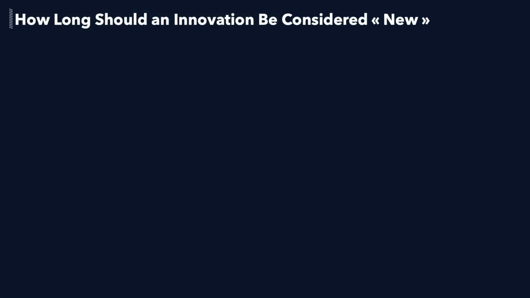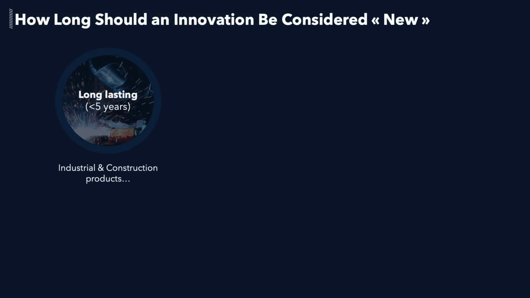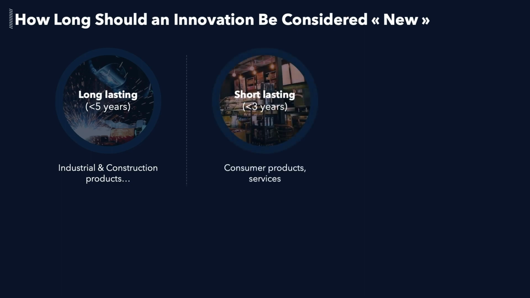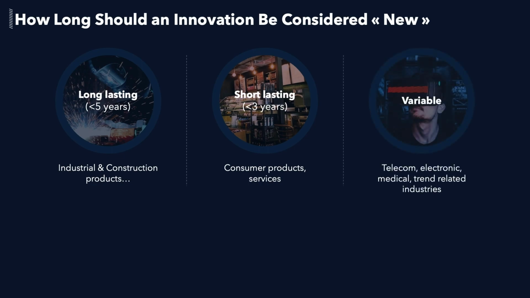How long should an innovation be considered new? Well, it depends on your industry. Long-lasting innovations such as industrial solutions, building materials, and so on are usually considered new for less than 5 years. Short-lasting innovations such as consumer products, services, and so on are usually considered new for less than 3 years. But for fast-paced industries such as telecom, electronic, medical, and trend-related industries, they use a variable duration. For example, in the video game industry, a new product is only considered new for the first year following its release.